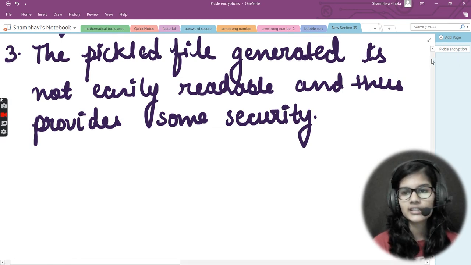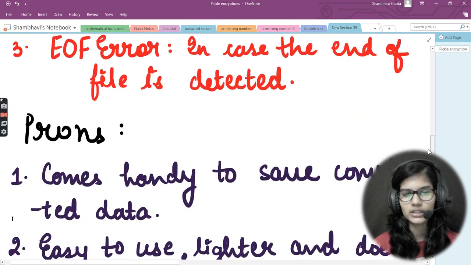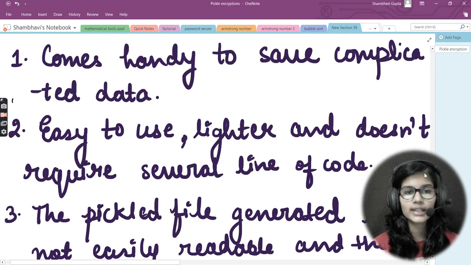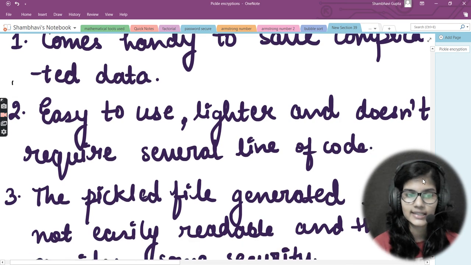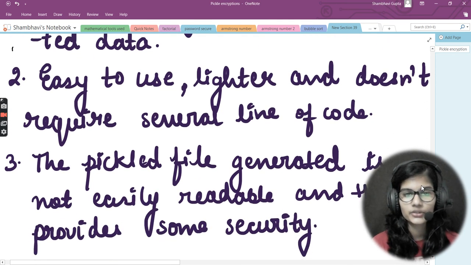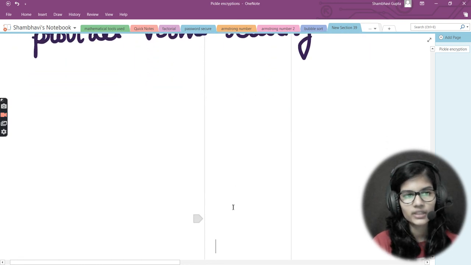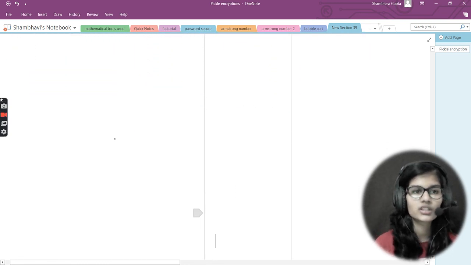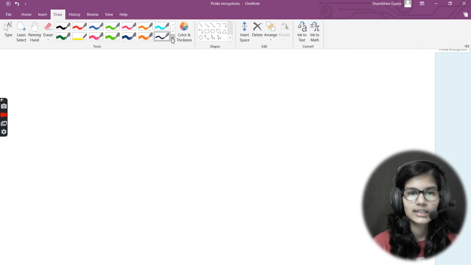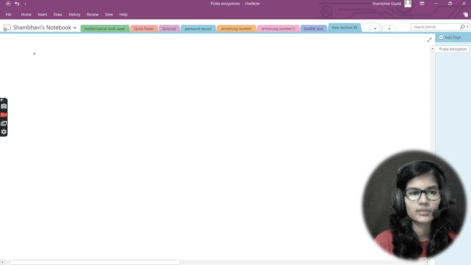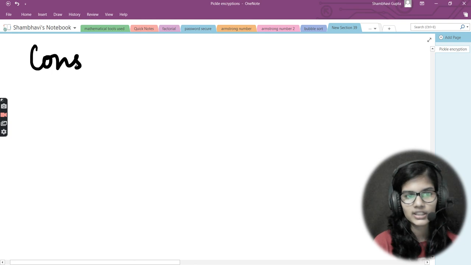Fine. So these are the three advantages which we have discussed. First, it comes in handy to save complicated data. Second, it is easy to use, lighter, and does not require several lines of code. And third, the pickled file generated is not easily readable and thus provides some security. Right, these were the pros. And now let's move towards the cons. Cons means the disadvantages that we have here. So let me just write the cons here.